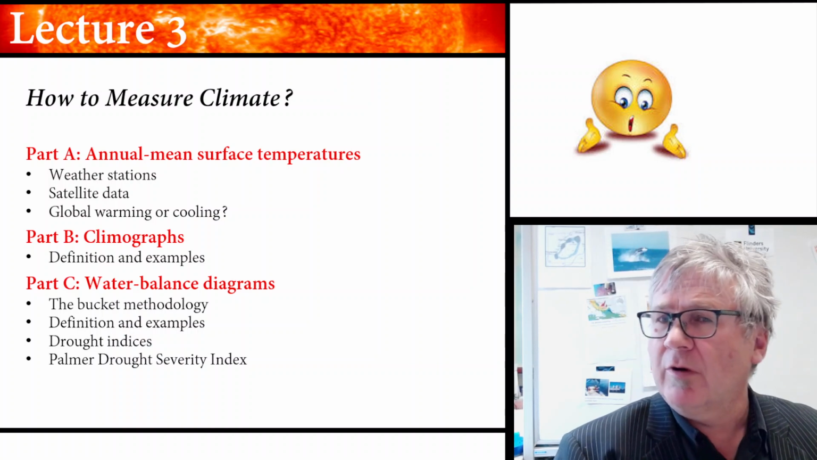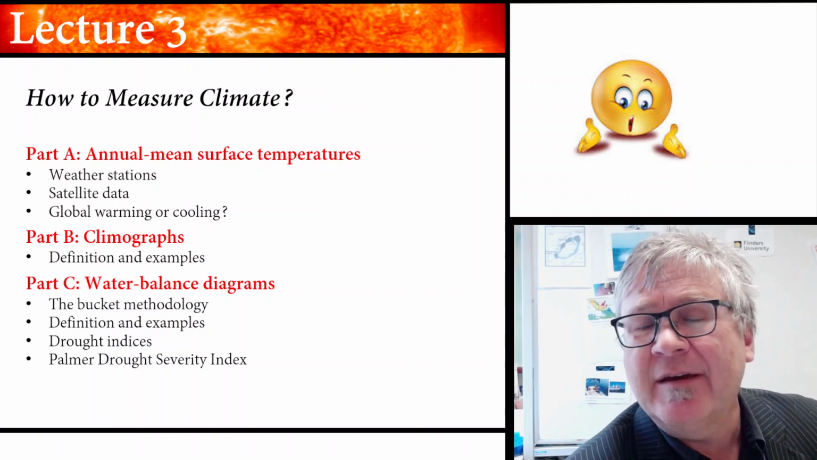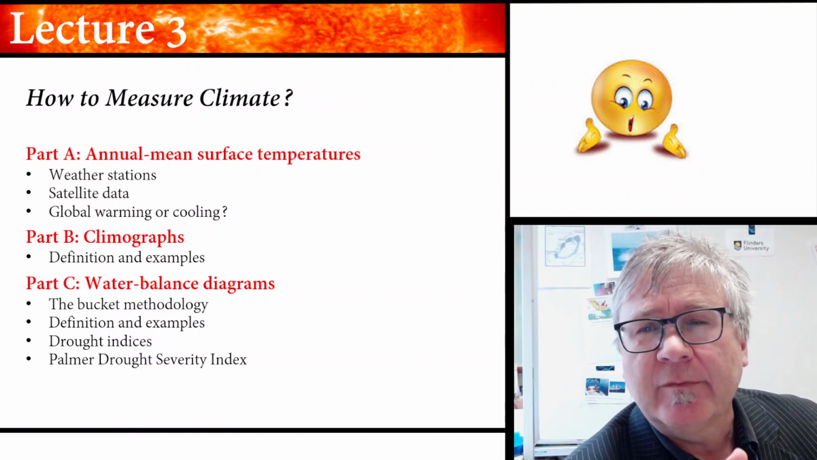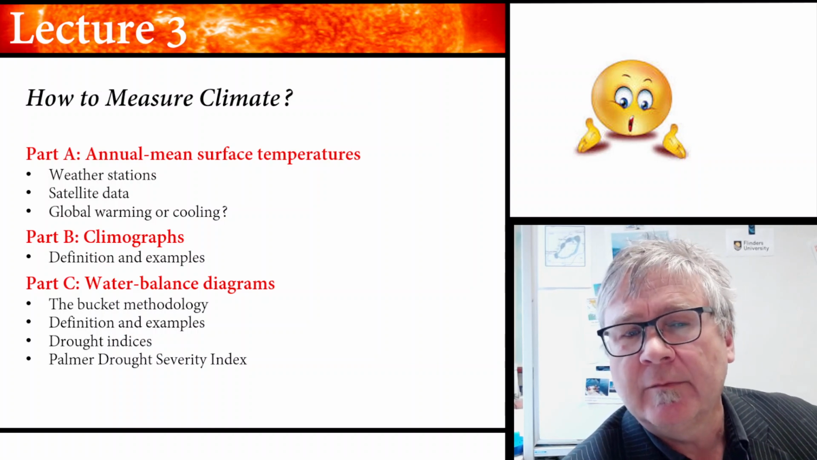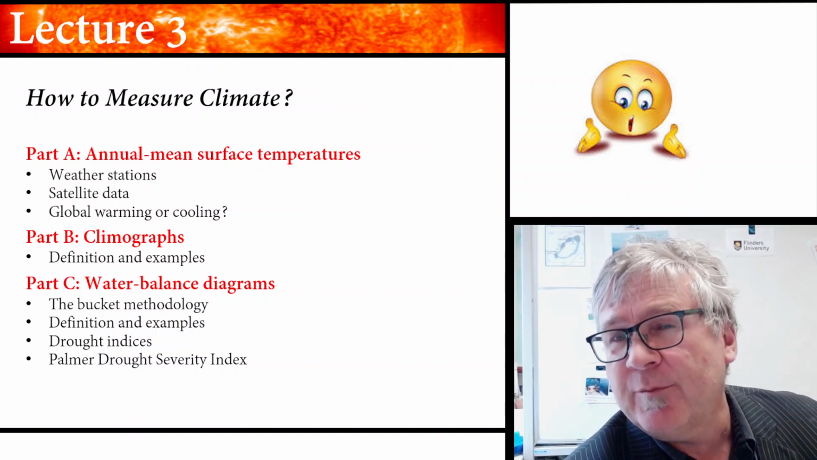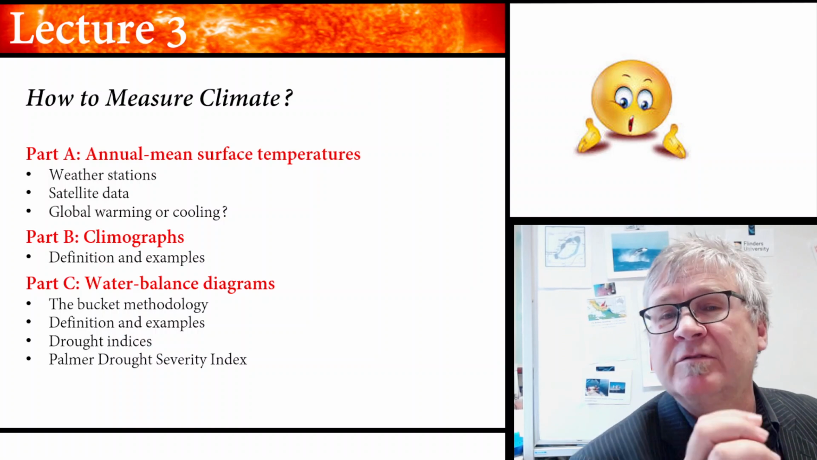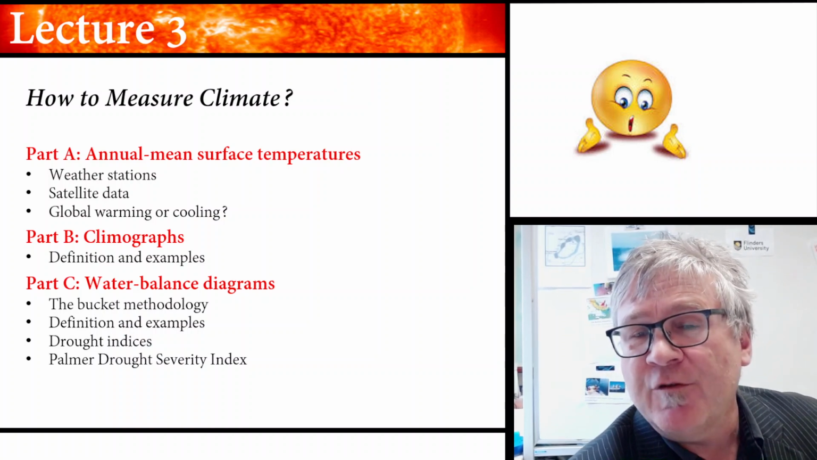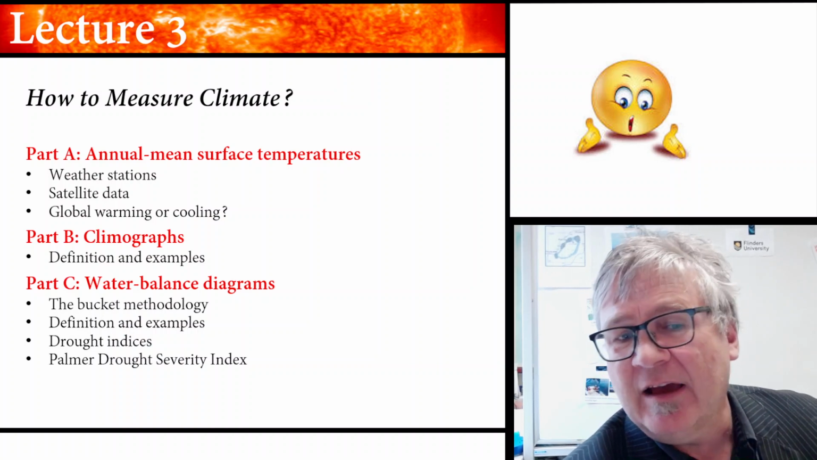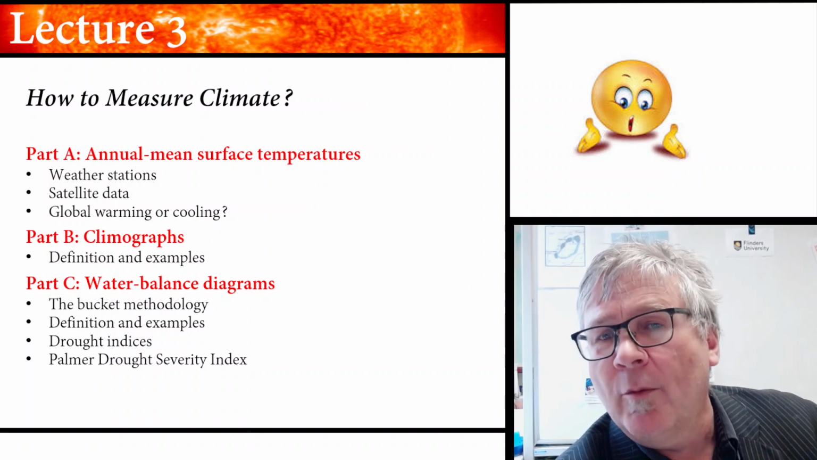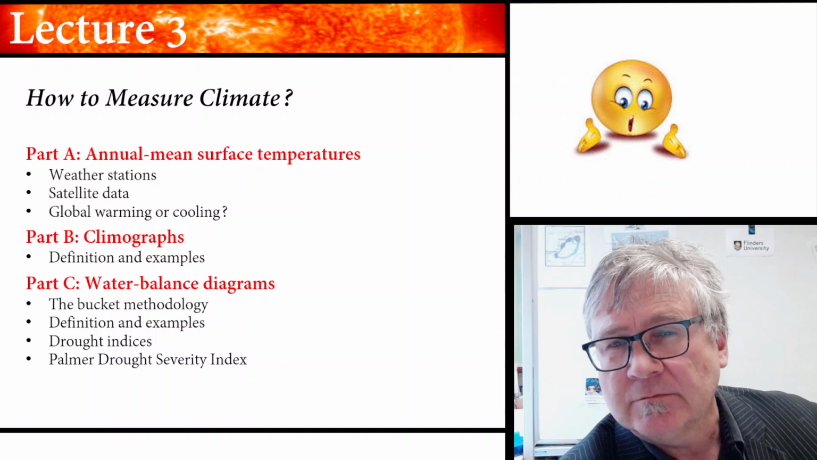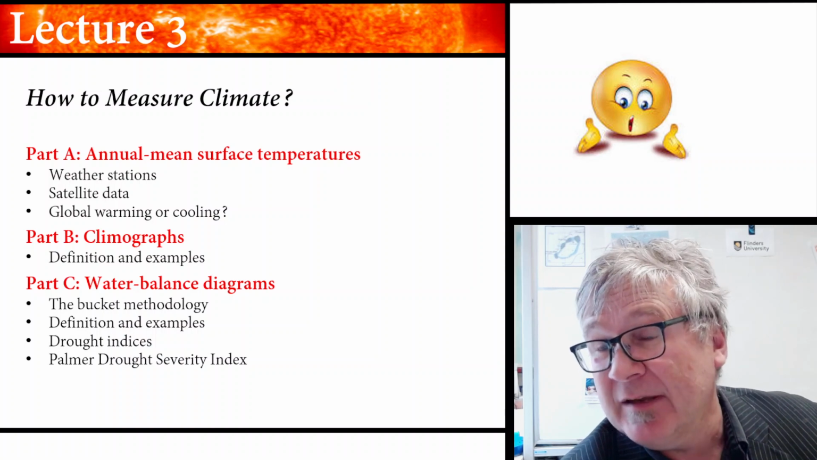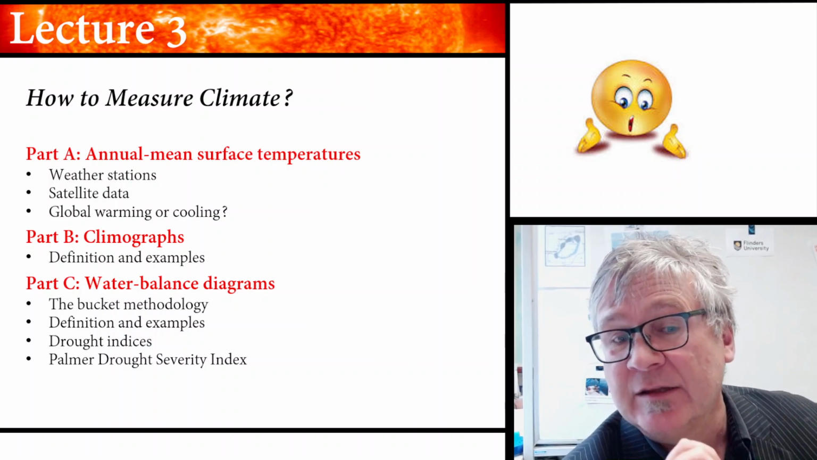So how do you derive global mean temperatures? How do you measure globally? Okay, that's the first part. And at the end of this first part, we look at some selected globally average temperatures to decide whether there's global warming or cooling. Okay, where there has been some discussion on that in the past.